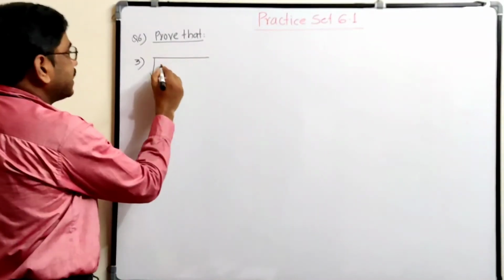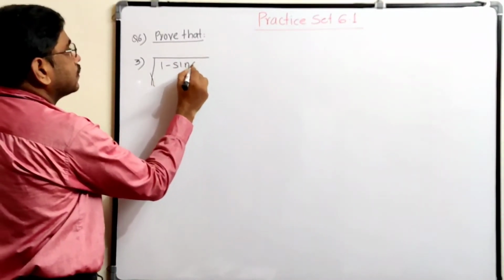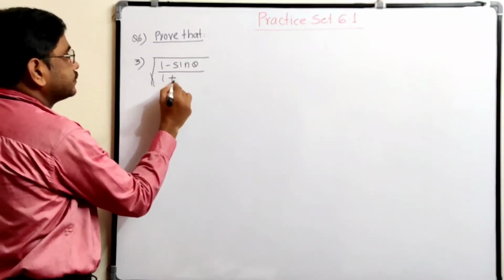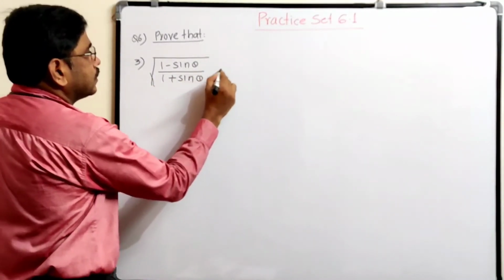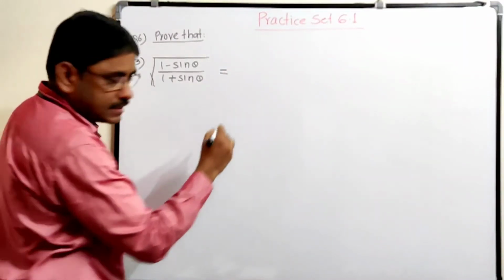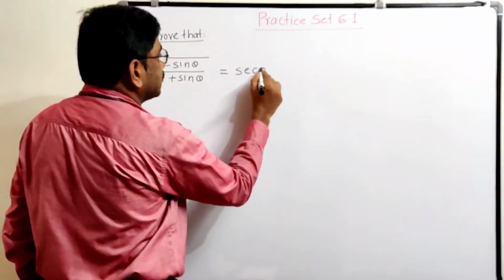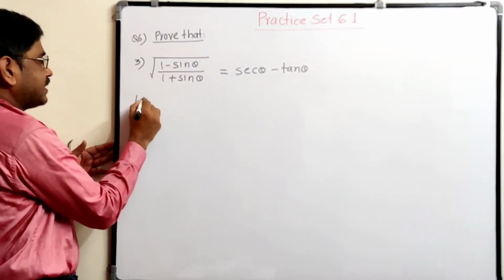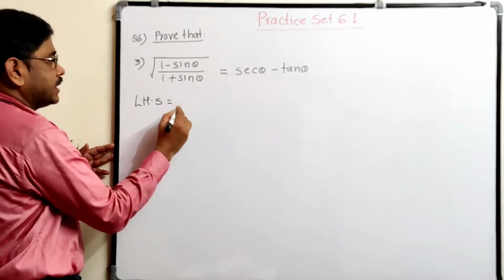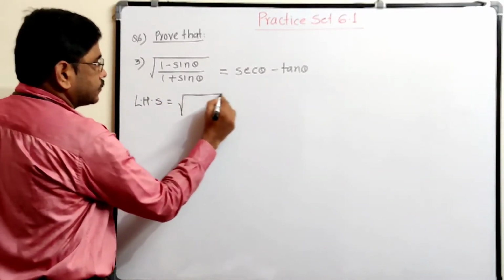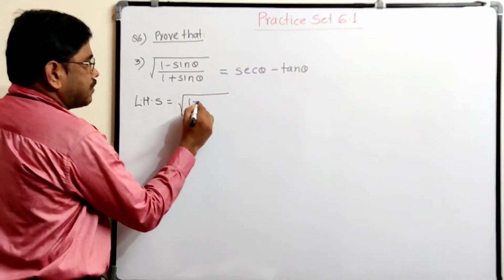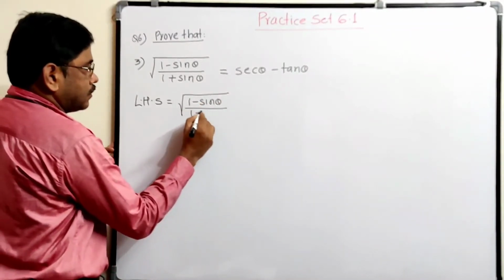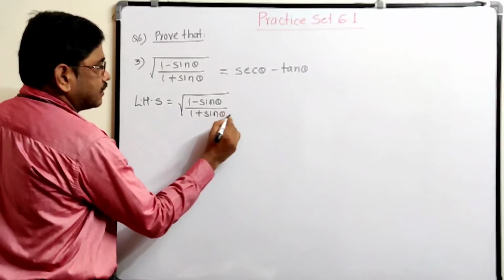Root of 1 minus sin theta divided by 1 plus sin theta is equal to sec theta minus tan theta. So here, consider the left hand side: root of 1 minus sin theta divided by 1 plus sin theta.